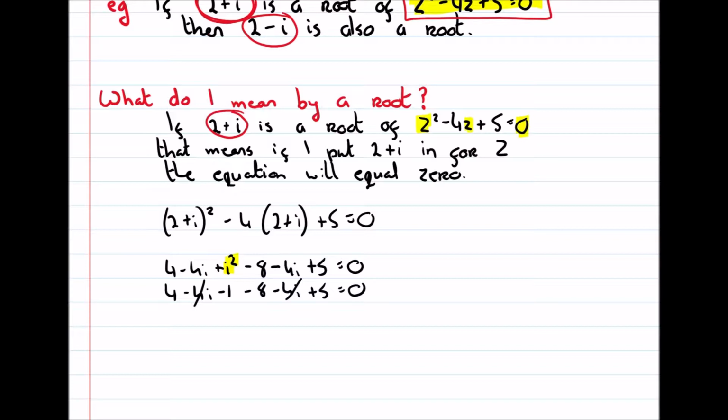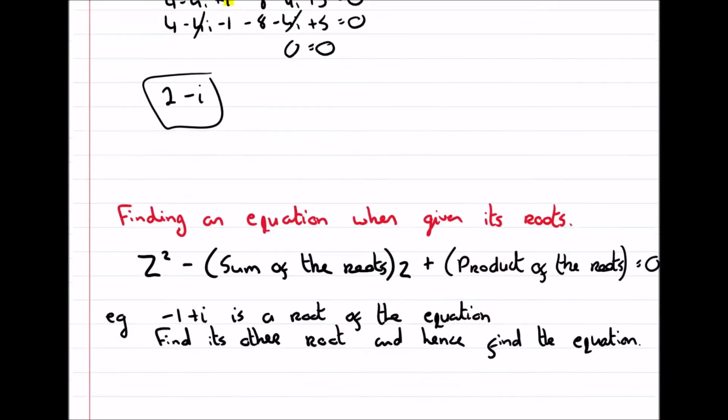and we have 4 minus 8 is minus 4, and then minus 1 is minus 5, and minus 5 plus 5 is 0, so 0 equals 0. So we're after proving that it is a root. By default then, we know that its conjugate 2 minus i is also a root.